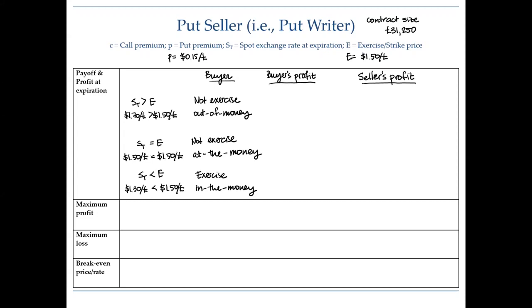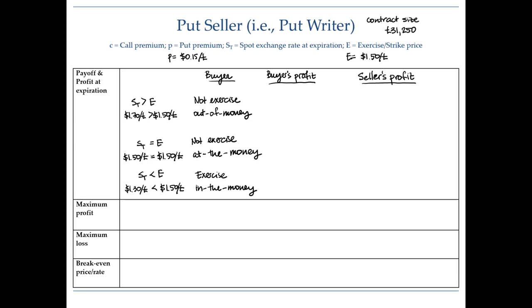Now let's examine the position of the put option seller, or writer. This is the party that has to buy the foreign currency from the put option buyer if the put option buyer chooses to exercise the contract. So we will use the example that we used for the put option buyer. Remember that there is a separate video that describes the position of the put option buyer.